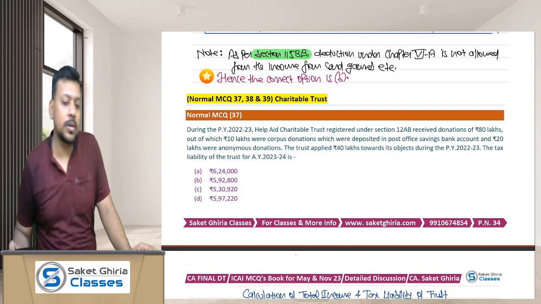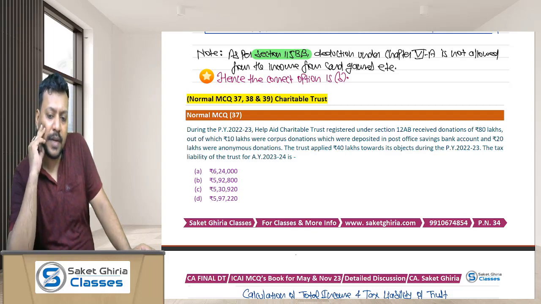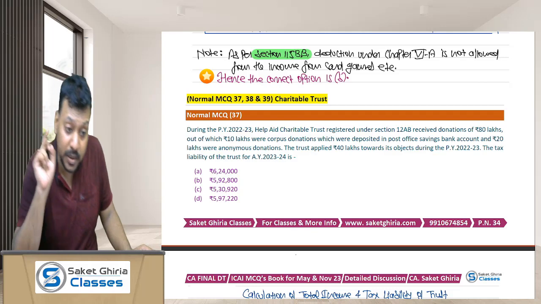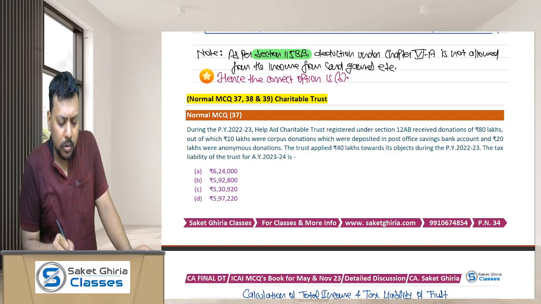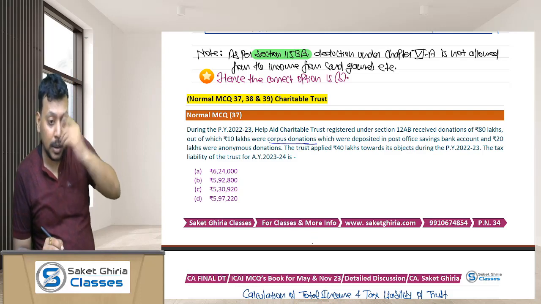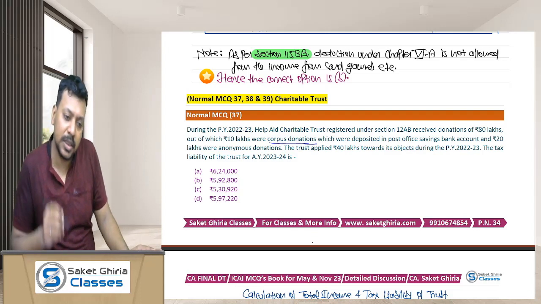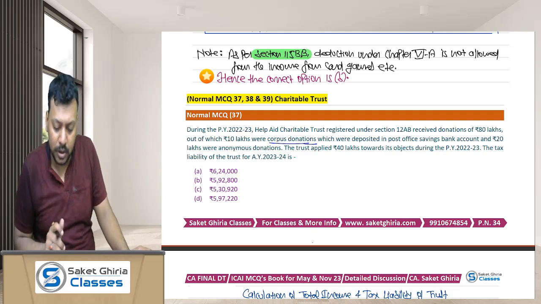During the previous year 22-23, Help Aid Charitable Trust registered under section 12AB received a donation of 80 lakh, which means you have received 80 lakh rupees. Out of which 10 lakh was corpus donation, and if you invest the corpus donation in the specified mode, then you can claim the exemption under section 11-12 on that corpus donation.